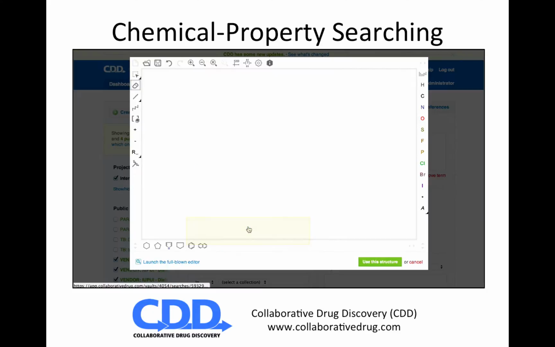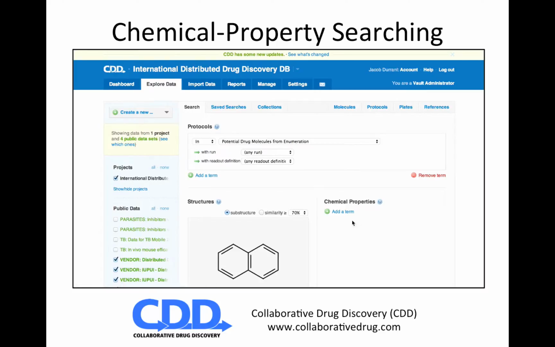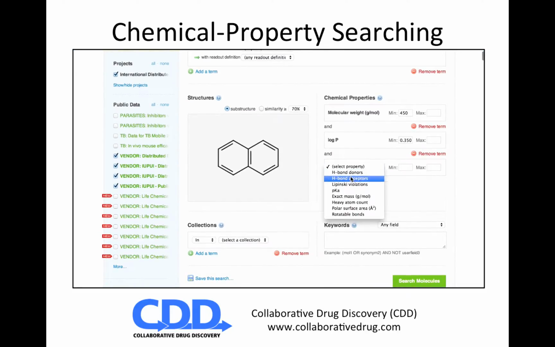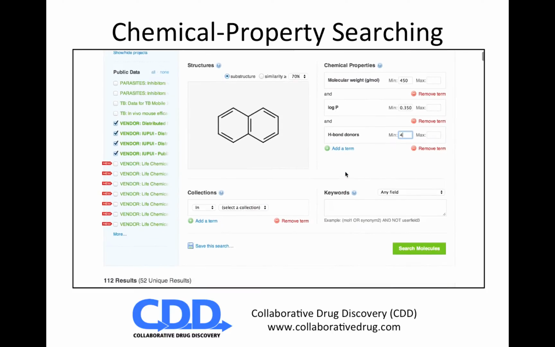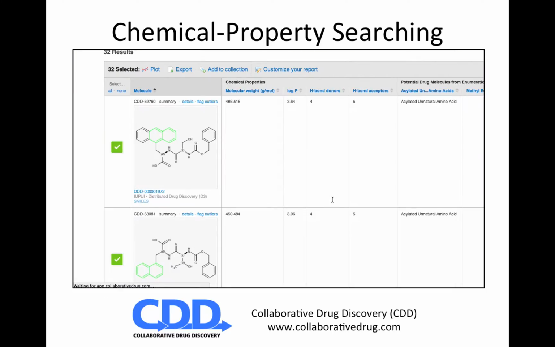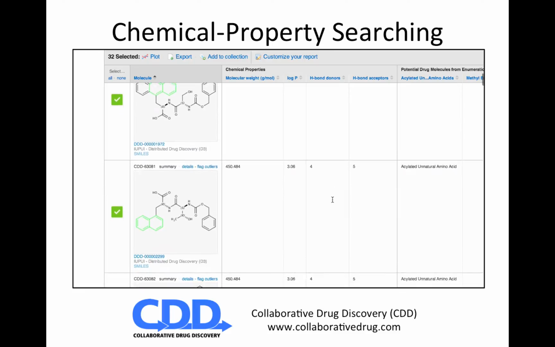CDD again provides useful tools for this kind of ligand-based searching. I'll first limit my search to naphthalene compounds, as before. Next, I'll further narrow the search by selecting only compounds with chemical properties similar to the known REL1 inhibitors. Specifically, I'll choose compounds with molecular weights greater than 450 Daltons, log p values greater than 0.35, and hydrogen bond donor counts greater than or equal to 4. Clicking the search button reveals that there are 32 D3 compounds in the database that meet these criteria.